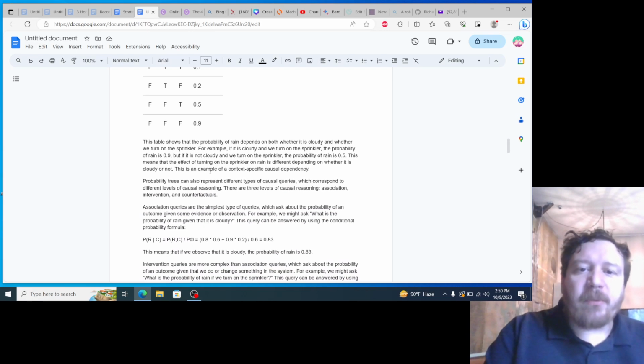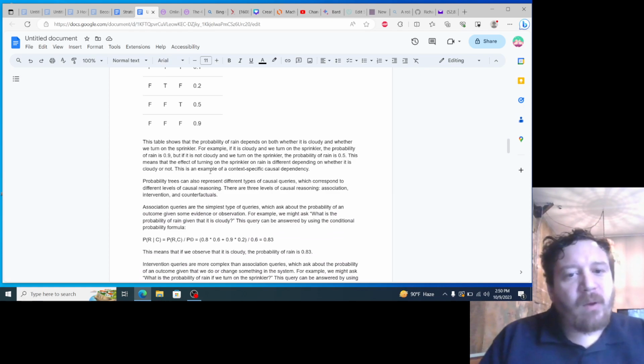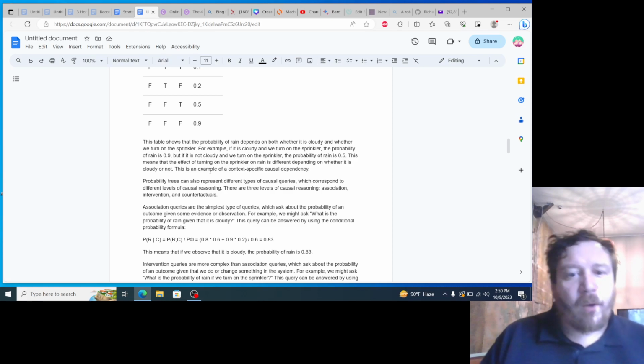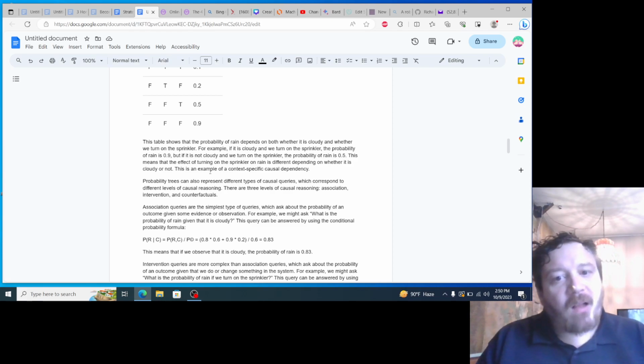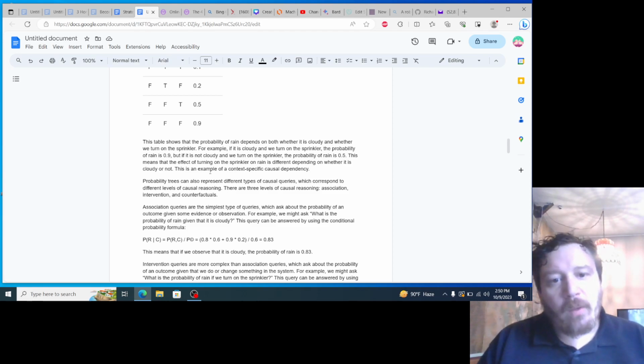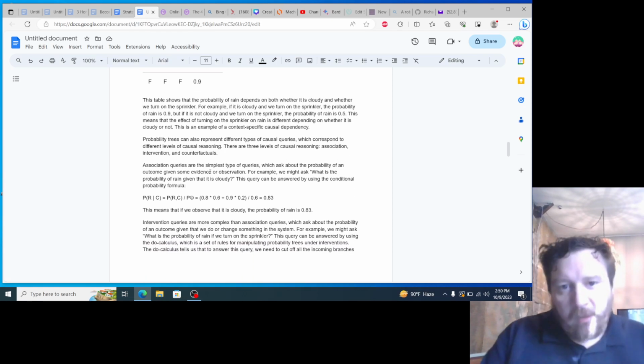But this table shows that the probability of rain depends on both whether it's cloudy and whether we turn on the sprinkler. For example, if it's cloudy and we turn on the sprinkler, the probability of rain is 0.9. But if it's not cloudy and we turn on the sprinkler, the probability of rain is 0.5. This means that the effect of turning on the sprinkler on rain is different depending on whether it's cloudy or not. This is an example of context-specific causal dependency. And this is the example that we would get from our data set, just pointing it out.